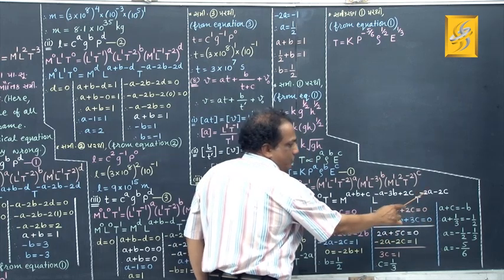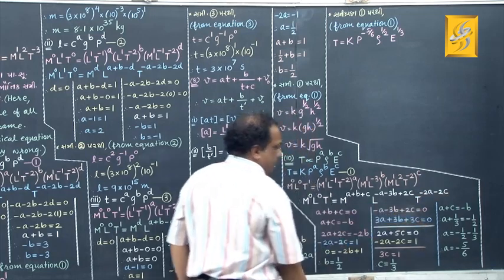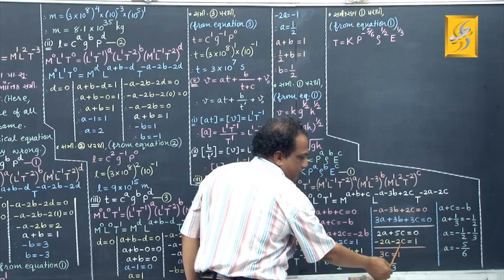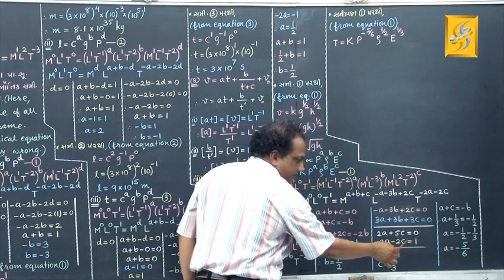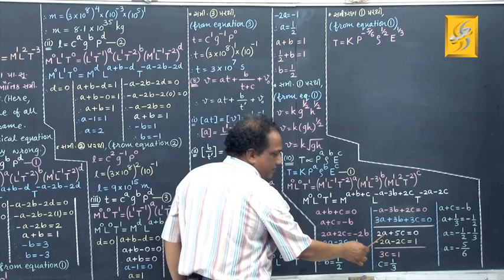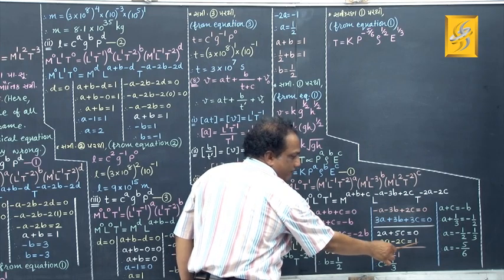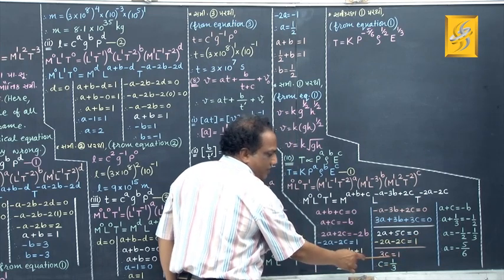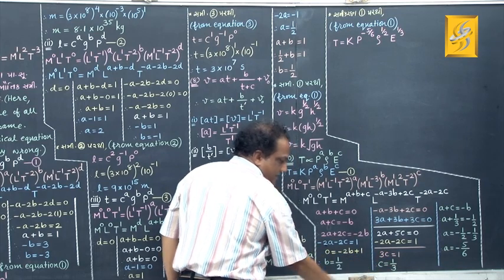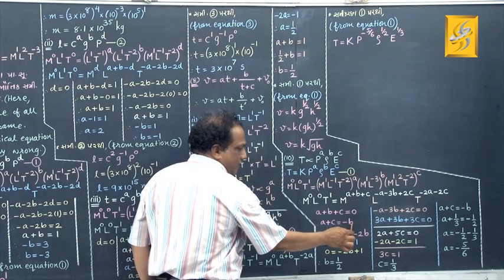Now when you compare powers of T on both the sides, here it is minus 2A minus 2C, here it is 1. Minus 2A minus 2C equals to 1. Correct? Add this equation with this equation. If you do that, then minus 2A plus 2A will cancel. 5C minus 2C, that is 3C, and 1 plus 0, that is 1. Find out C from here. C will be 1 by 3.